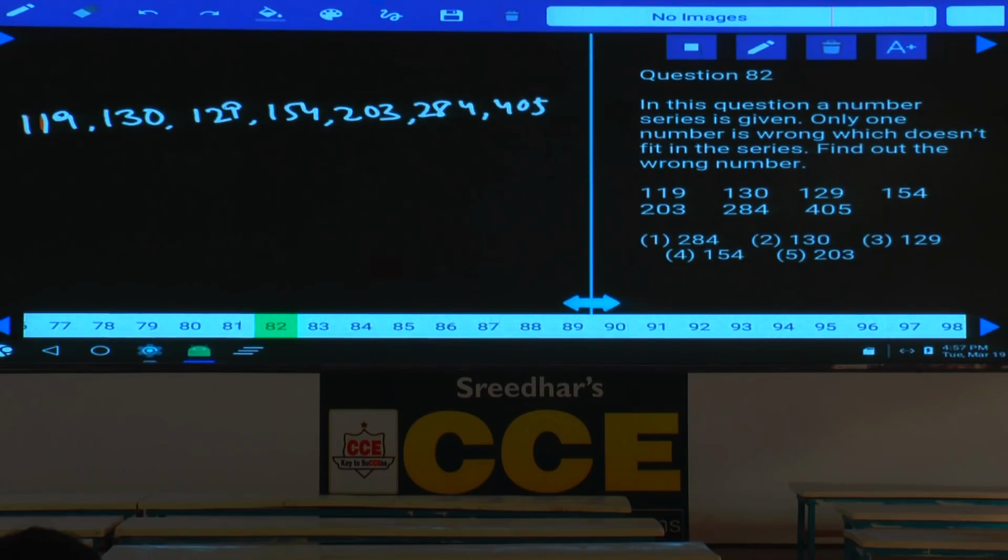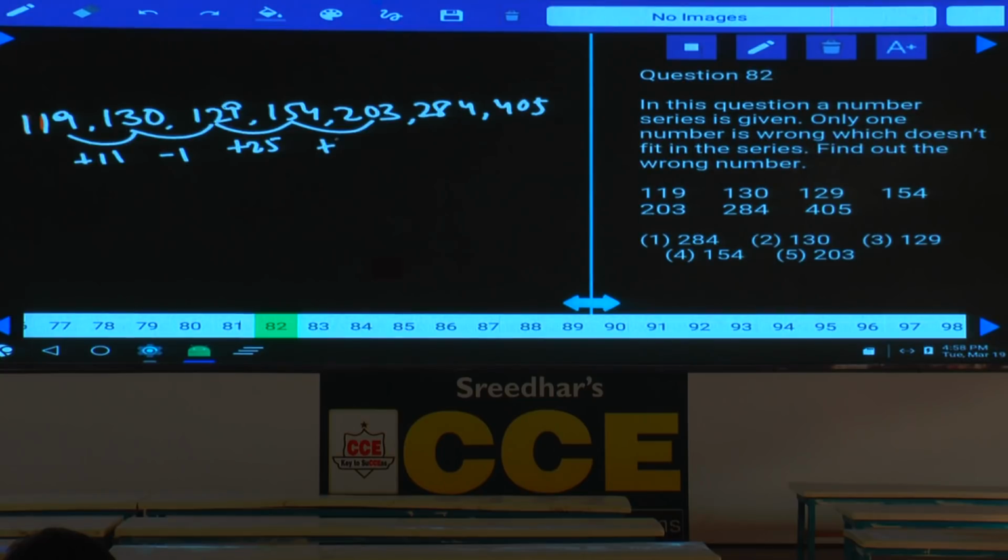Then tell me what can be the wrong number here. Now the wrong number can be either 130 or 129, because from there onwards the numbers are increasing in sequential order. Then what is the difference between 119 and 130? The difference between these two numbers is 11. Next difference 30 and this one minus 1. Next one 129 and 154. Here the difference between these two numbers is 25.